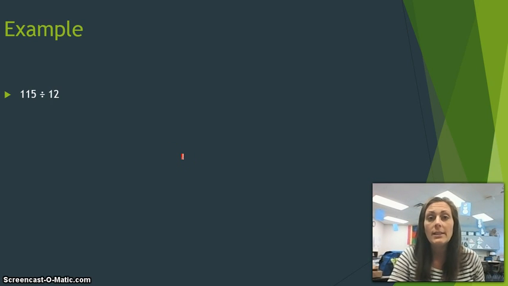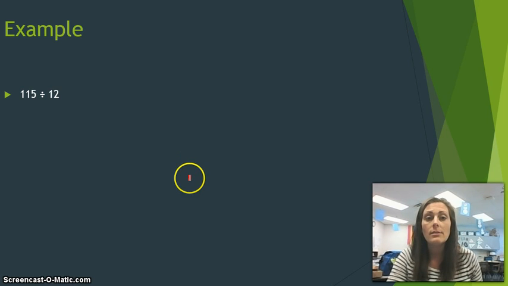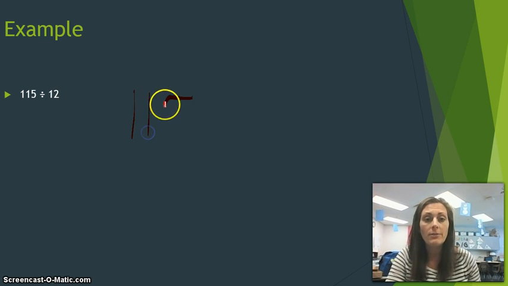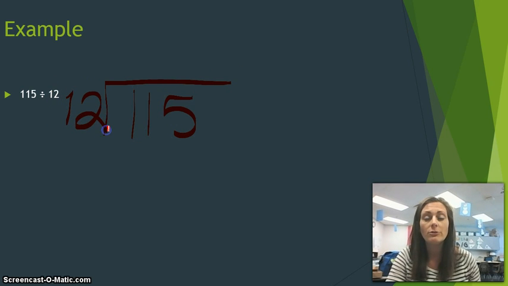So let's start with an example. This is one of your practice problems. On your paper, write practice problems, and go ahead and write the problem out, and go ahead and solve it. When you're ready, push play. So 115 divided by 12. Push pause and solve the problem, and push play when you're ready to begin.